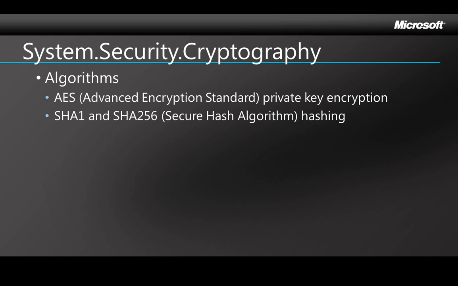Then there's Secure Hash Algorithm 1 and 256. Those are hashing algorithms that allow you to hash data, which means to do a one-way conversion. You can't get back to the original data from the hash, but you can store the hash and use it to verify that some other data matches the original data, even without having the original data itself in the code, only the hash of it. We're going to see that in a minute in the demo.